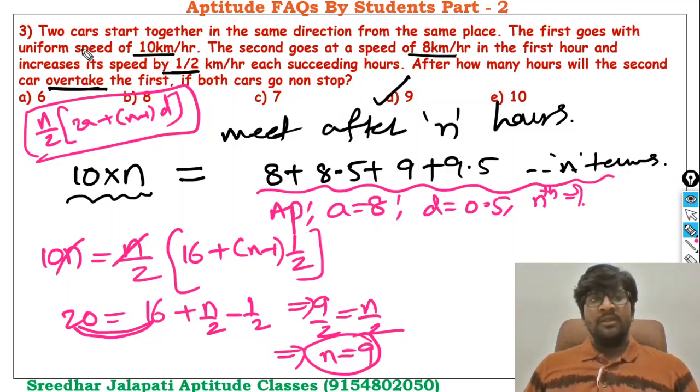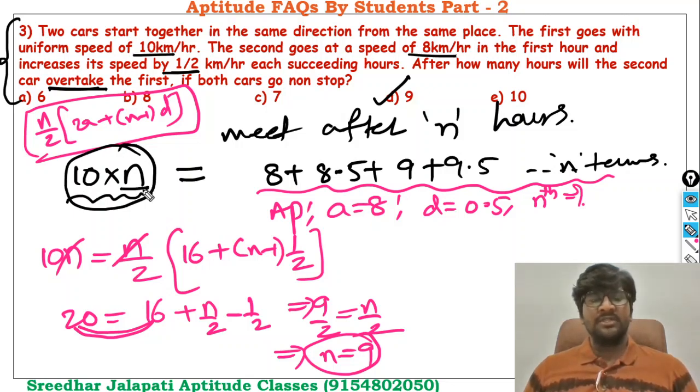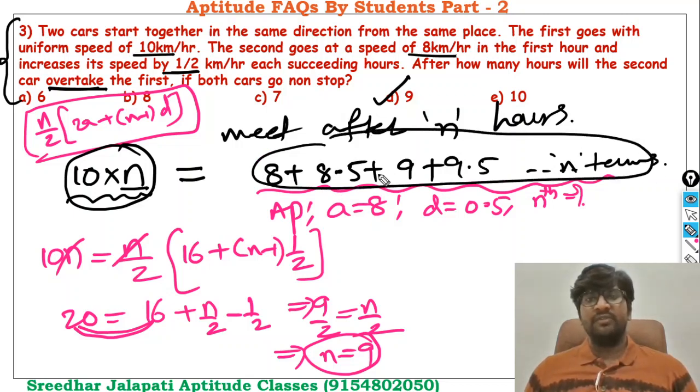So here, though this question appeared to be from the time and distance topic, there is nothing to do with time and distance. It's all about numbers concept, arithmetic progression. The distance traveled by the first car is 10 km per hour in n hours, 10n, whereas the distance traveled by the second car is increasing by 0.5 km every hour. So 8, 8.5, 9, 9.5, and so on. And the sum of these n terms should be equal to this one. On equating, I got the n value as 9. That means after 9 hours, they meet each other.